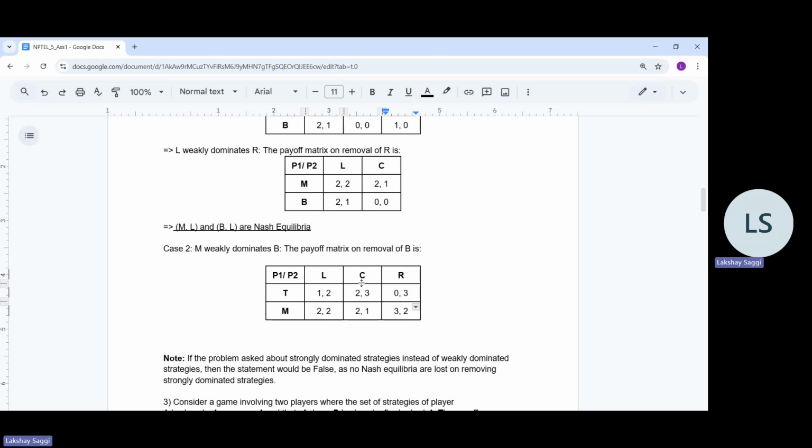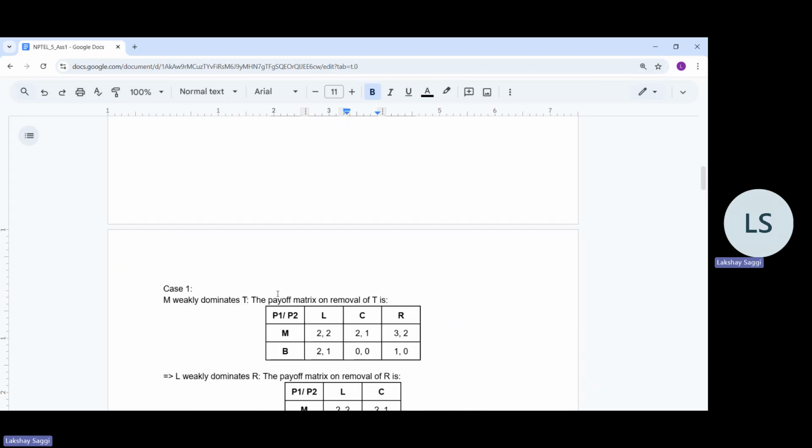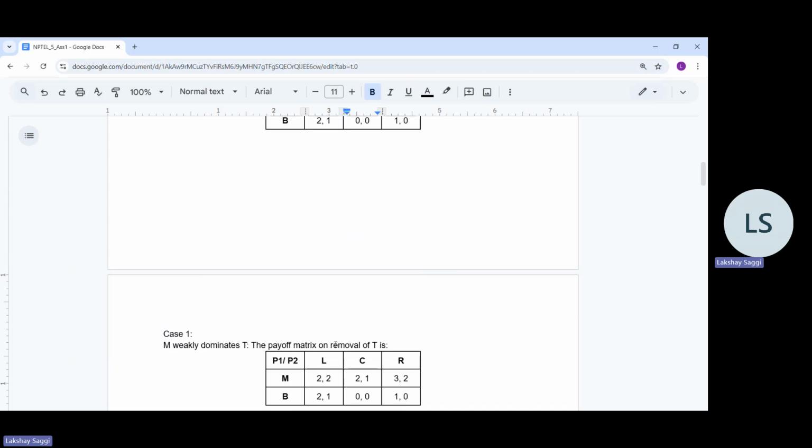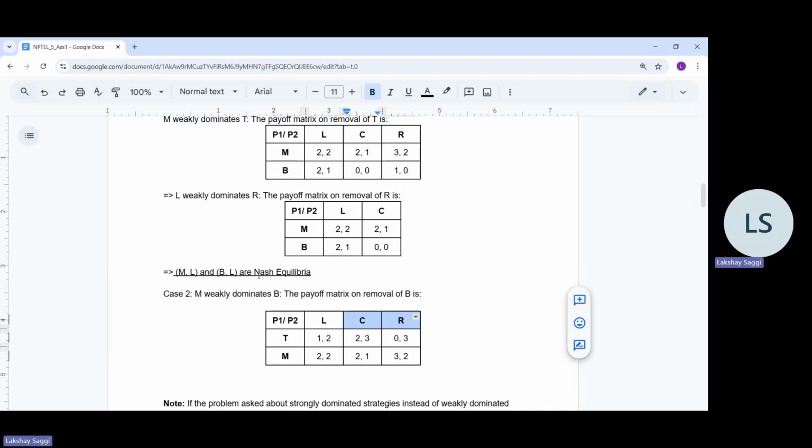And now let's compare the strategies C and R for the column player. So earlier we removed some other weakly dominated strategy, we removed T, but now in case two, what we are removing is strategy B. And now we'll see that on removing some other strategies, we'll arrive at a different Nash equilibrium. So let's see the strategies C and R for the column player. You can see that for the column player, the payoff is given by the second entries.